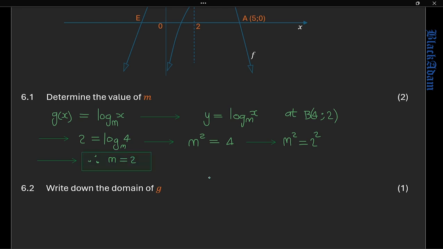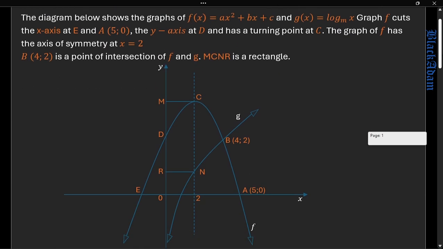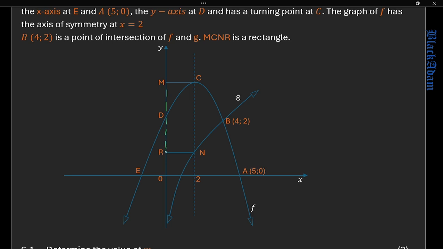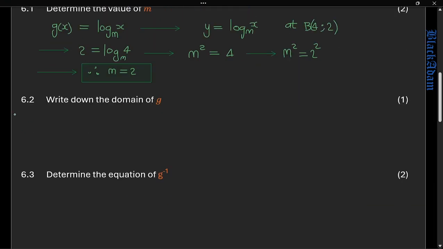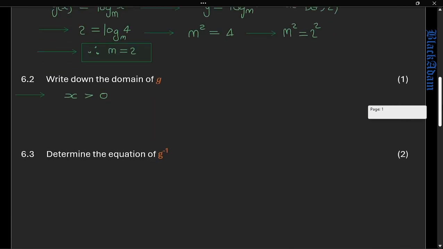Our next question is to find the domain of g. We have the y-axis there, and x is not equal to 0, that's the asymptote. So x should not be less than or equal to 0, which means x is greater than 0. That's our domain.